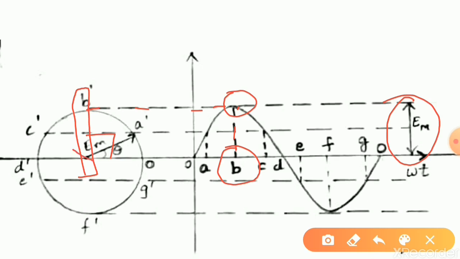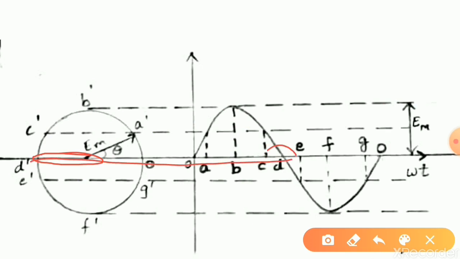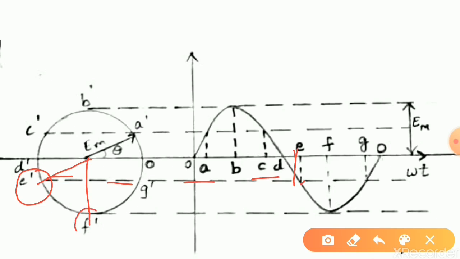Now, when the coil moves to point C dash, we get output at point C. And as the coil comes to point D dash, we get output at point D. That is, a half cycle has completed and the coil has moved to point D. Now, when the coil continues moving to point E dash, we get an output at point E. And when the coil moves to point F dash, we get the maximum peak at the negative half, that is minus Em.